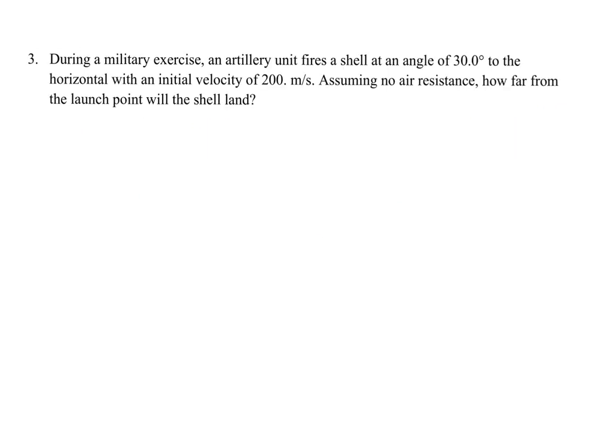During a military exercise, an artillery unit fires a shell at an angle of 30 degrees to the horizontal with an initial velocity of 200 meters per second. Assuming no air resistance, how far from the launch point will the shell land? Okay, they did not give me that it was in the air. We're going to assume this guy's sitting on the ground.